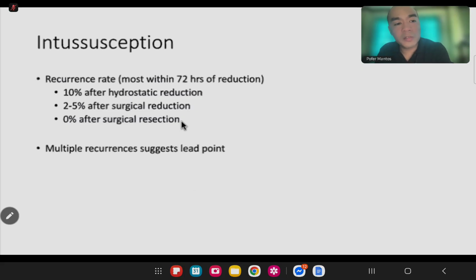With surgical reduction, there's a low chance of recurrence, but for those who are managed conservatively, we really have to observe them for the first 3 days, because there is a chance of recurrence. So observe them if conservative management is done. Multiple recurrences are observed in patients with a lead point, so surgery should be done in those patients with recurrent intussusception.